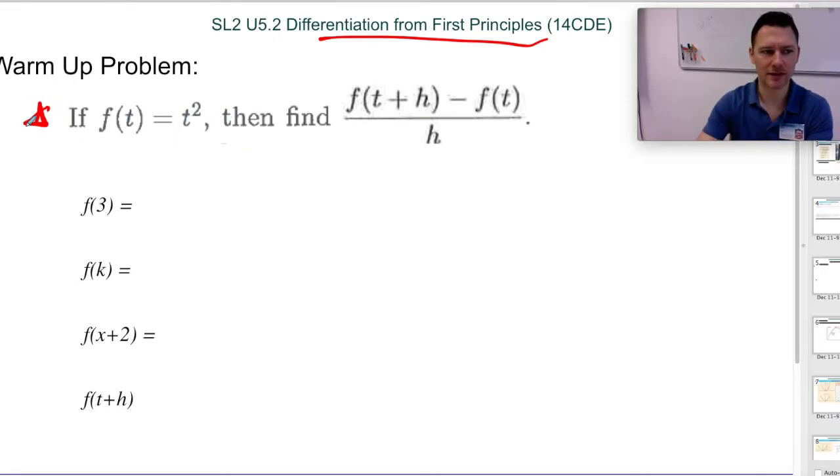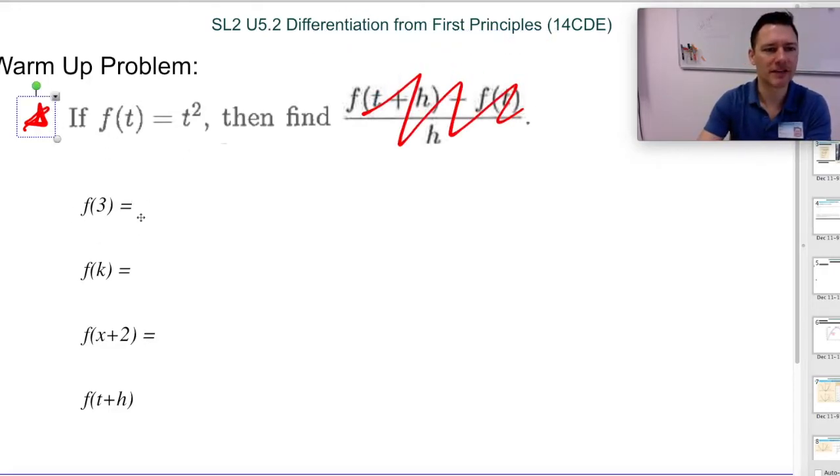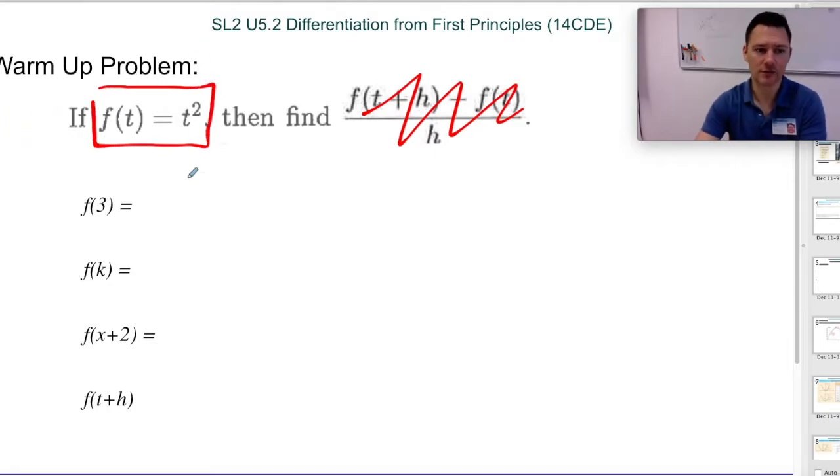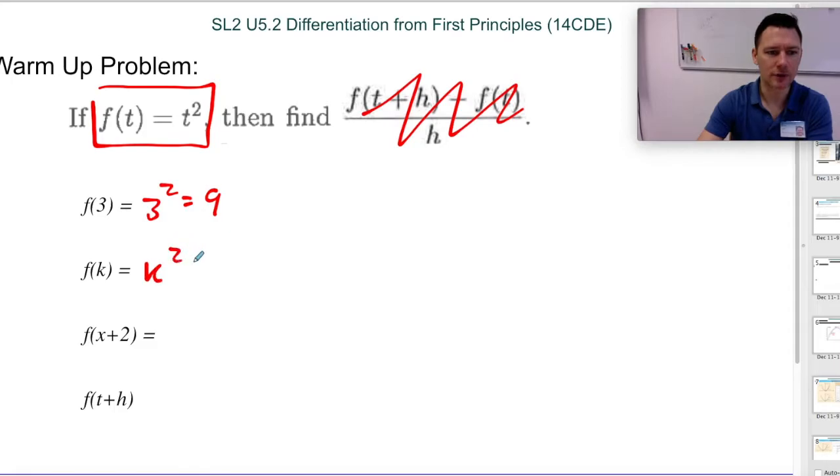So this is the main problem. If f of t is t squared, then find this mess. And that just sounds like intellectual punishment. But let's forget about this piece for a while and try it with some easier numbers, right? If this is f of t, just t squared, f of 3 really is 3 squared, so 9. No big deal. f of k is really k squared.